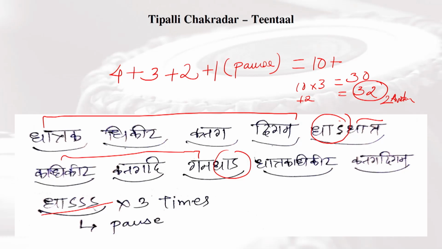First we will recite. Dhinna na din, dhinna na tin, tinna takadin, dhataka dhikite katagadi gana dha, dhataka dhikite katagadi gana dha, dhataka dhikite katagadi gana dha, dhataka dhikite katagadi gana dha. So this is how you can play this Chakradhar and recite this Chakradhar.